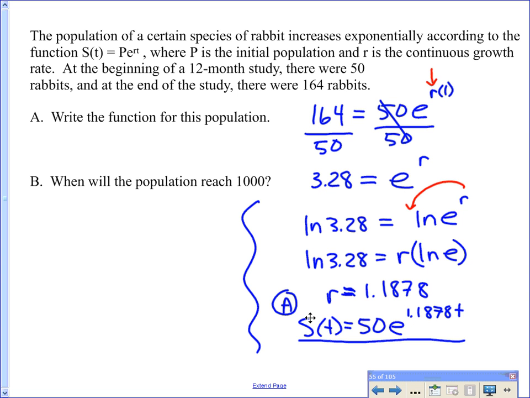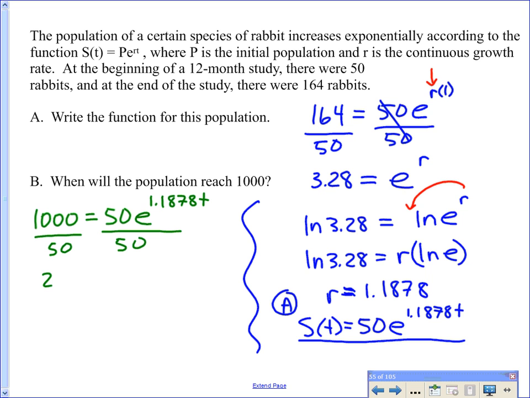All right, and then in part B, what we're asked to do is find out when the population is going to reach 1,000. So we want 1,000 rabbits, and our formula is going to be 50 e raised to the 1.1878t. So again, we're trying to find the value of t, so we divide both sides by our 50, and that's going to give me 20 is equal to e raised to the 1.1878t. Again, we're trying to solve for that t. Right now it's an exponent, so we need to bring it down. So I'm going to take the natural log of both sides.